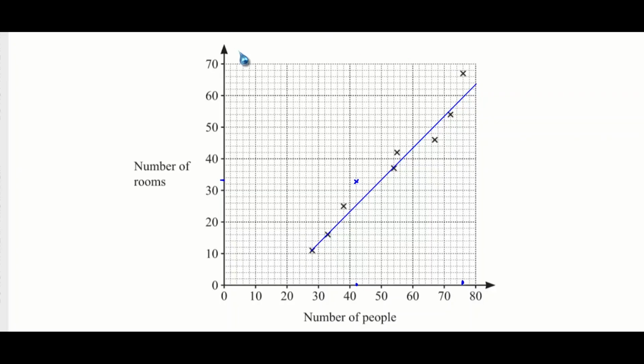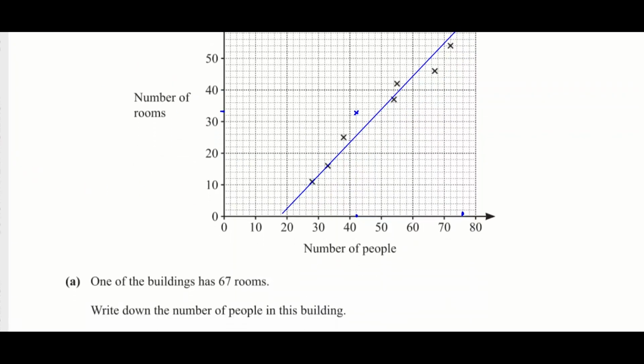I can adjust this very well. So I want to select these two. It will be something like this. Then I can also adjust this a little bit. Okay, good. So this is the line of best fit. We have done that.